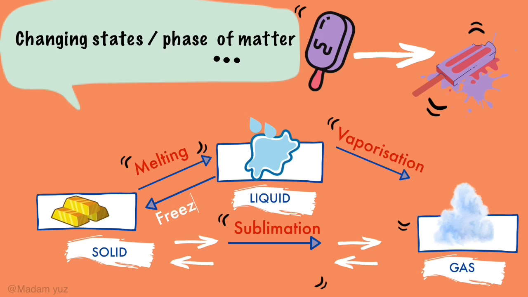When we turn liquid to solid, it is called freezing. When we turn gas to liquid, it is called condensation. And if we directly turn gas to solid, it is called deposition. Okay?